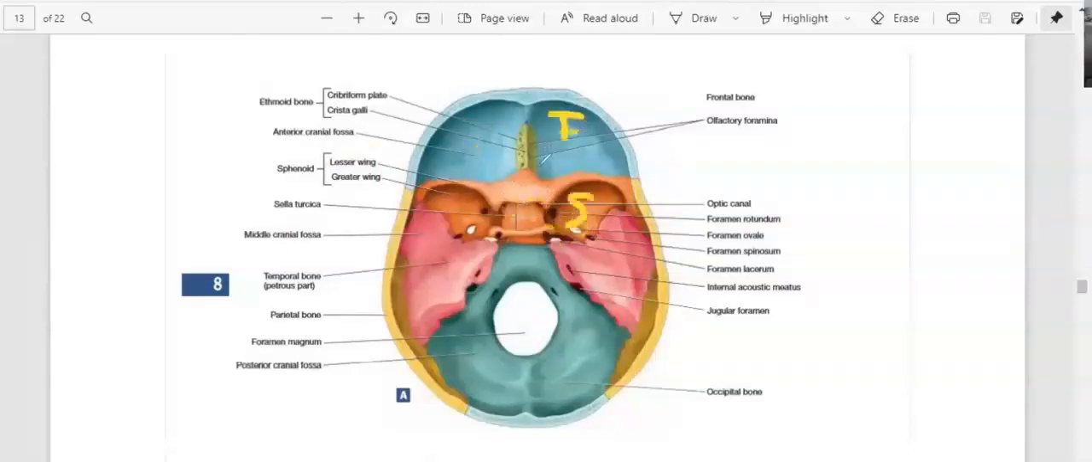In the middle of the frontal bone, you're going to have this bone in green, the ethmoid bone. The top part of the ethmoid bone is going to be the crista galli. This part right there is going to be the crista galli. On the side, you're going to have a few holes. This is going to be the cribriform plate.